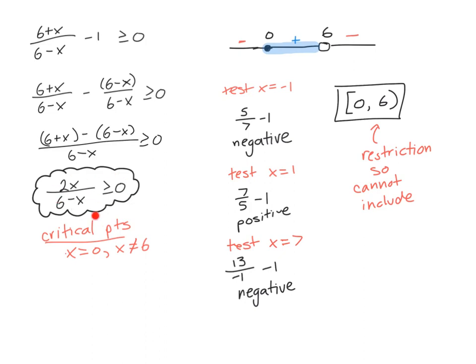Again, they're asking for when our inequality is greater than or equal to 0, which is another way of saying positive. So I see it's positive in this zone, between 0 and 6 and including 0. Again, 6 was a critical point, but it's a restriction, so it's not included in our final answer.